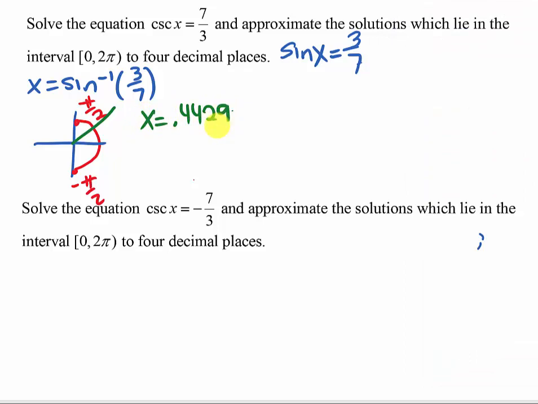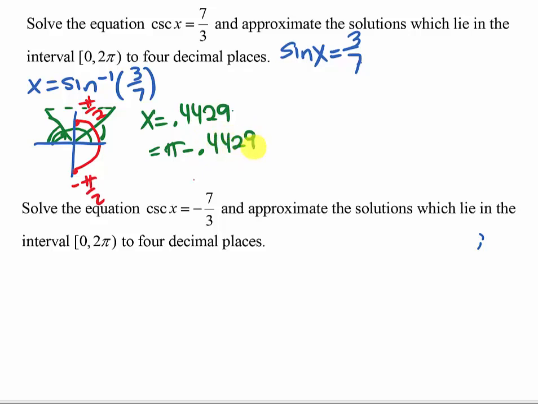But then we need to ask ourselves, where else on this circle would I have a sine value of 3/7? At what angle? Well, it needs to be positive, so we know that's going to be something in quadrant 2. So thinking of how I would get that angle in quadrant 2, well, this first angle here is 0.4429. If I went to pi and I subtracted off that angle, this angle right here is the same size. So my second answer is going to be pi minus this angle.